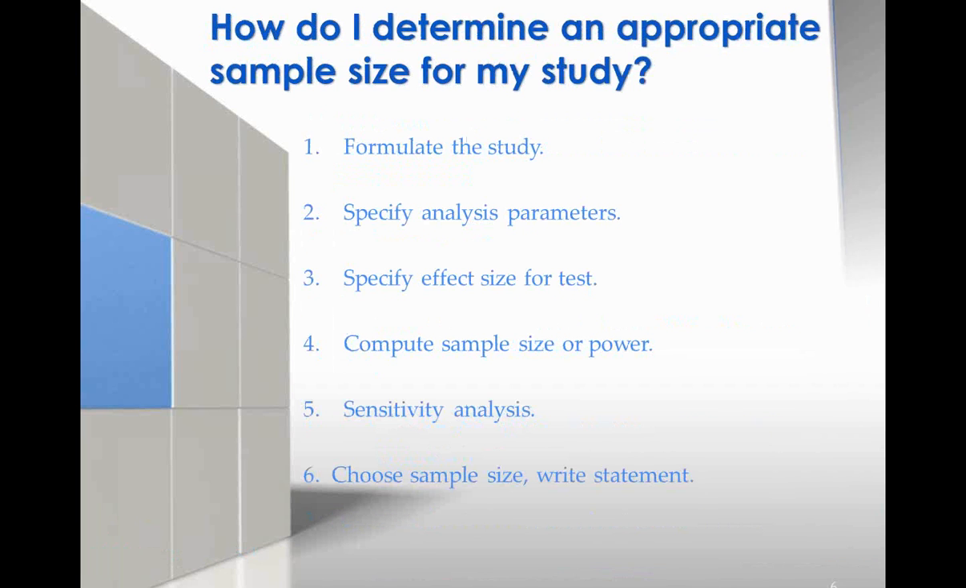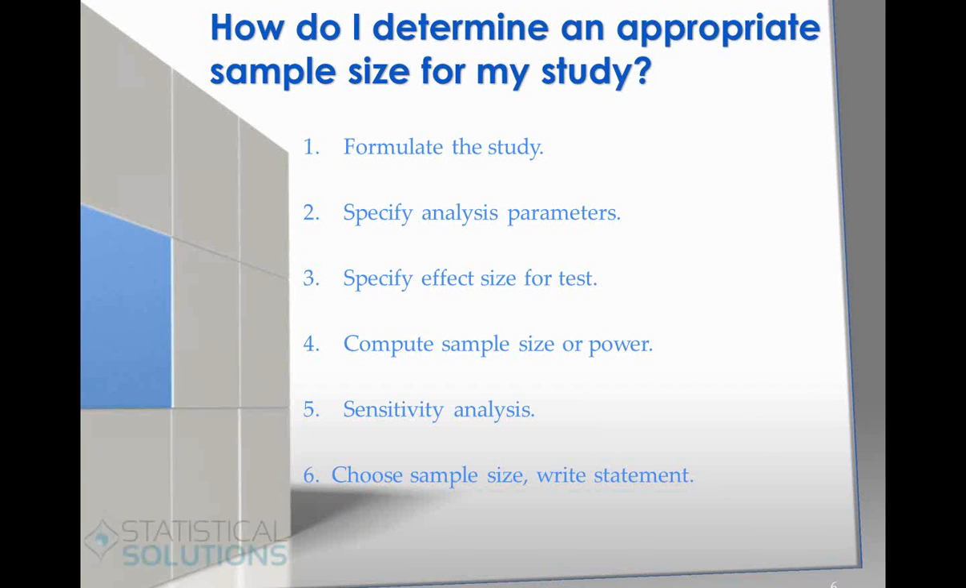Now, the next thing you ask is, how do I determine an appropriate sample size for my study? Well, we look at this as being a 6-step process. The first being that you formulate your study. So here you detail your study design, you choose the outcome summary, and you specify the analysis method. The second step then is to specify your analysis parameters. So here you specify your test significance, whether it's a 1- or 2-sided test you're looking at, and what exactly it is you're looking for from your analysis.